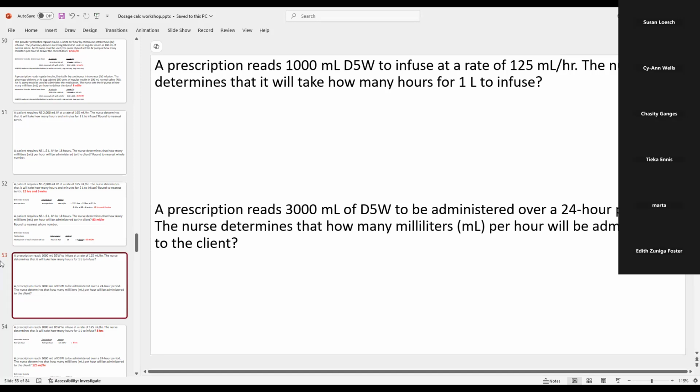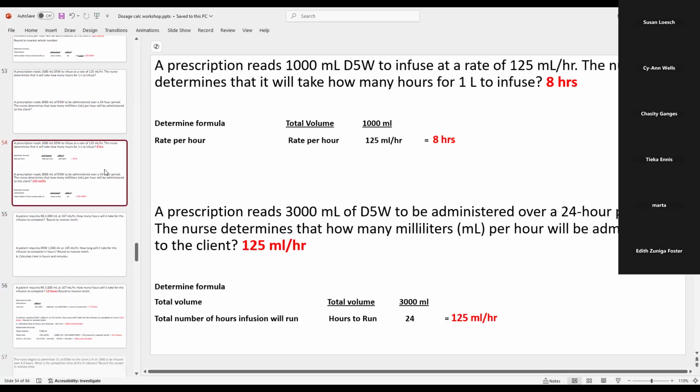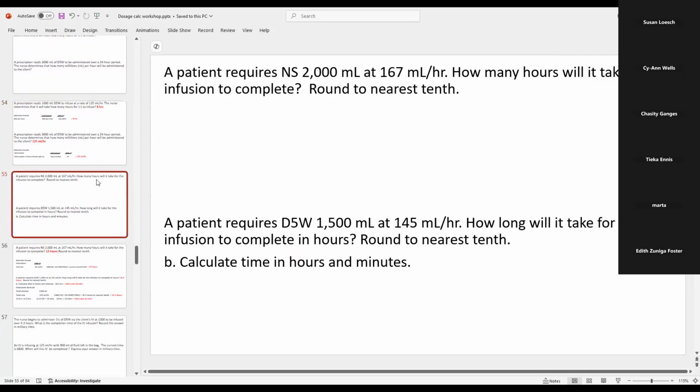Look at the bottom one. Now, what's this one asking you? You notice how they flip back and forth, because that's what they do on the test. For the rate, it's 125. Good. All right. Here you go. Here's your practice. Let's see if you can get them right. So this one's asking how many hours it will take for the infusion to complete.